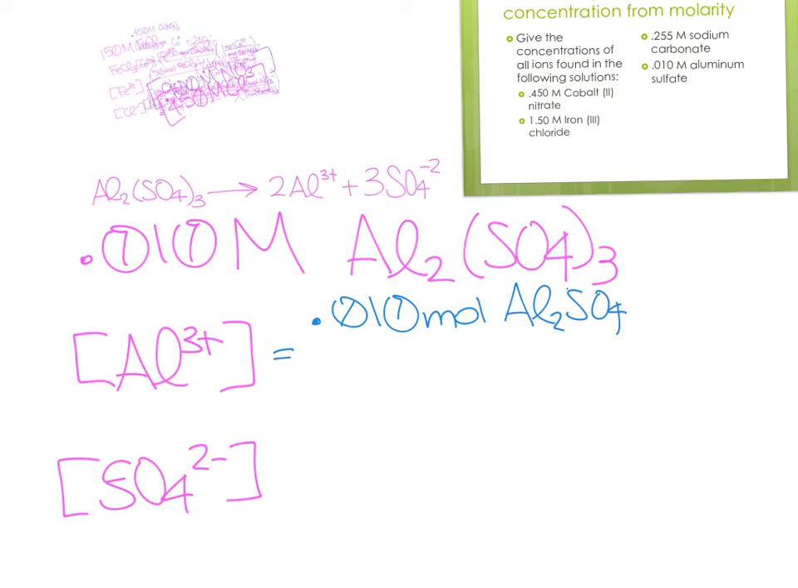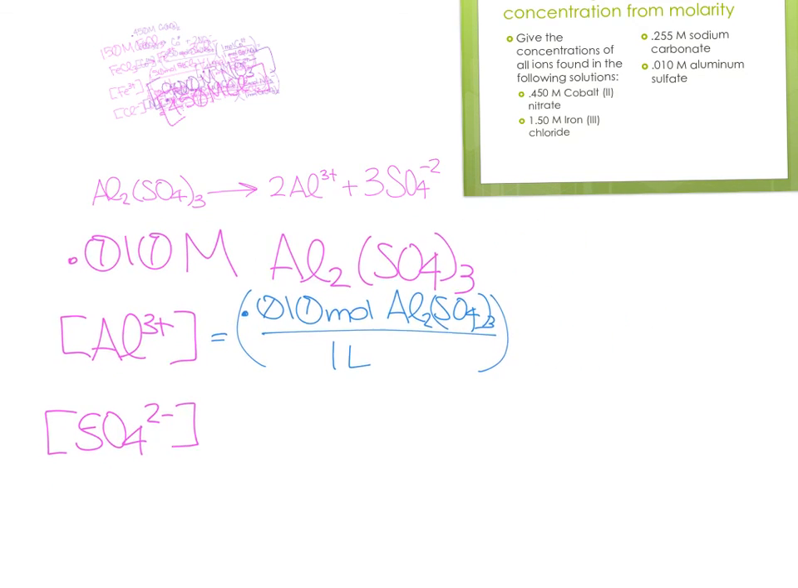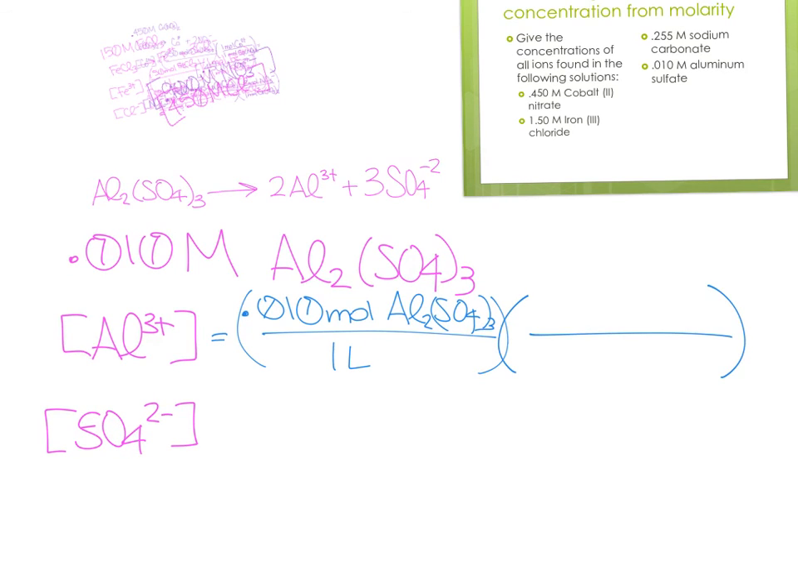0.010 moles Al2(SO4)3 over 1 liter, because that's what my molar means. And for aluminum, for every 1 mole of Al2(SO4)3, you have 2 moles Al3+.